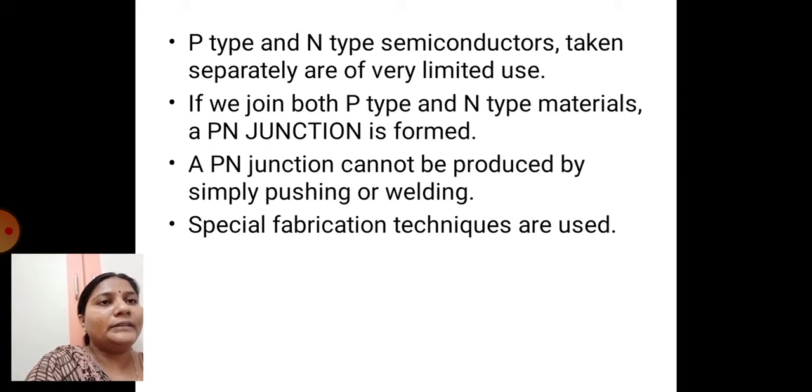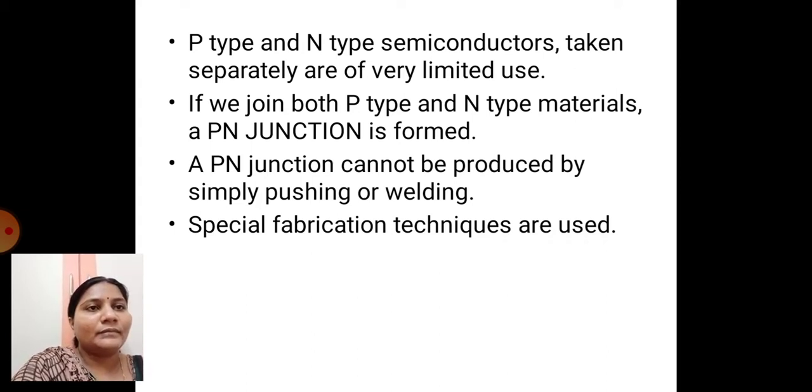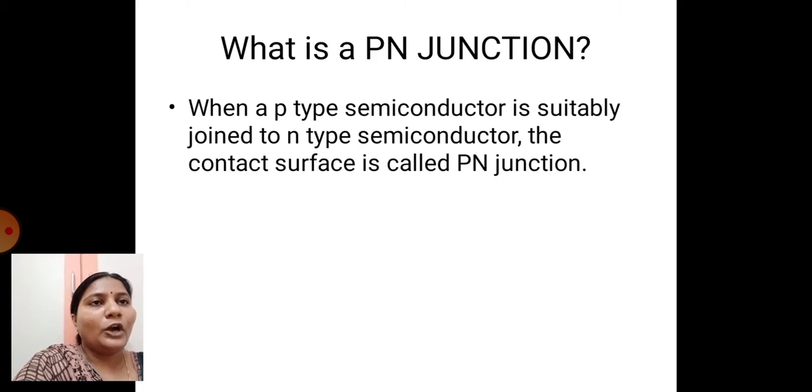How do we combine these two different types of semiconductors? We are going to use a special fabrication technique, and by using this technique we'll combine the P-type semiconductor with the N-type semiconductor. After combining them, a junction is formed, and that junction is known as the contact surface junction.